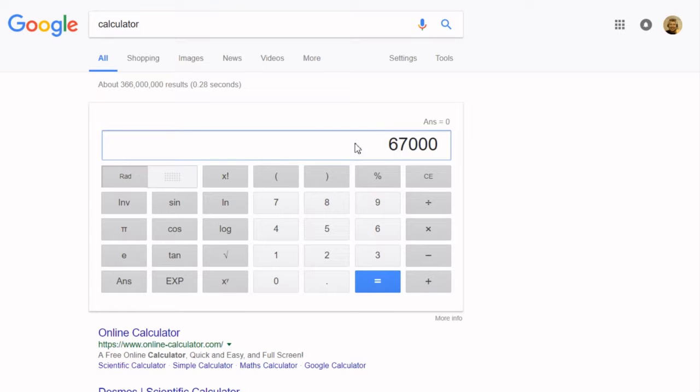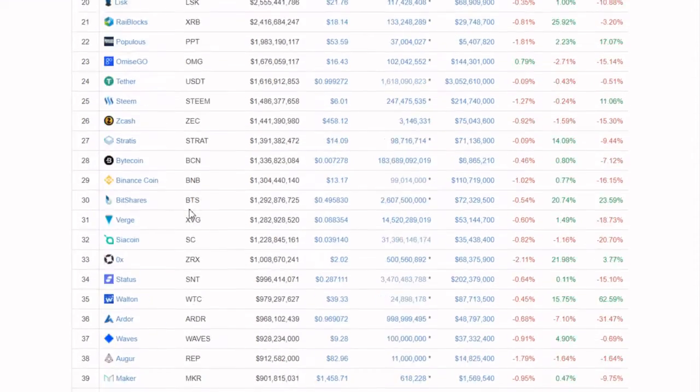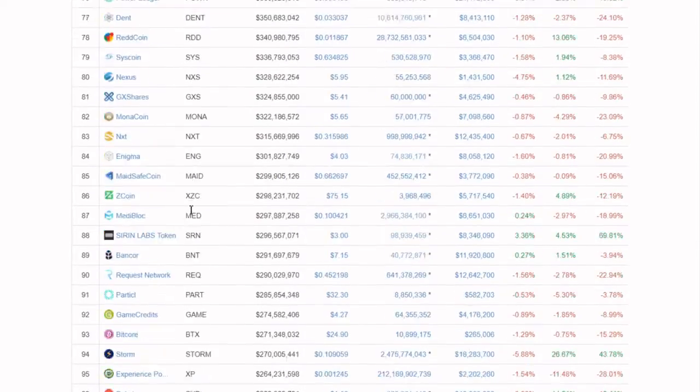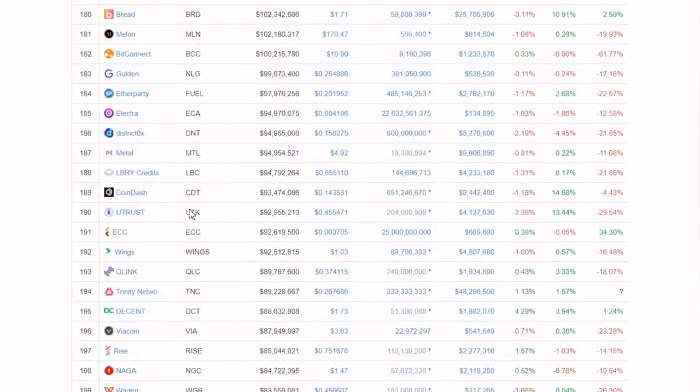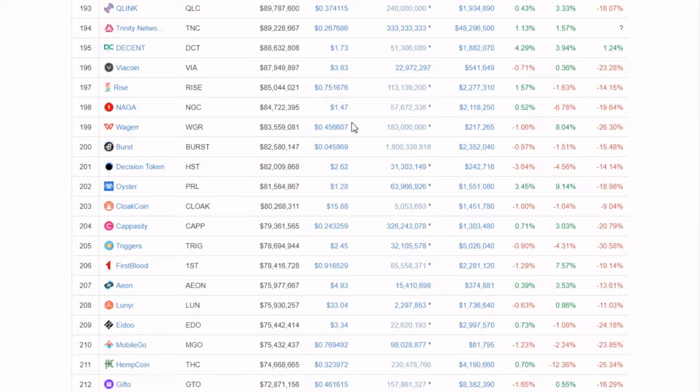6.7 billion. I'm going to make sure I do the right amount of zeros. There we go. Nope, that's 670 million. $6.7 billion worth of market cap. Then you go back to what were we looking at again? We were looking at Burst Coin, that $1.8 billion supply.